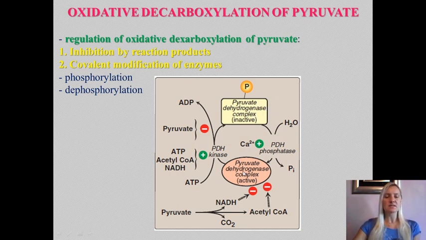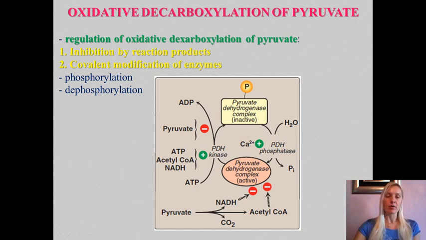So let's analyze this figure. The pyruvate dehydrogenase complex is active when it's dephosphorylated. Upon phosphorylation of this complex, inhibition occurs and it becomes inactive. Phosphorylation of this complex is achieved by pyruvate dehydrogenase kinase, and dephosphorylation is completed by pyruvate dehydrogenase phosphatase. These two enzymes are affected by a number of components.